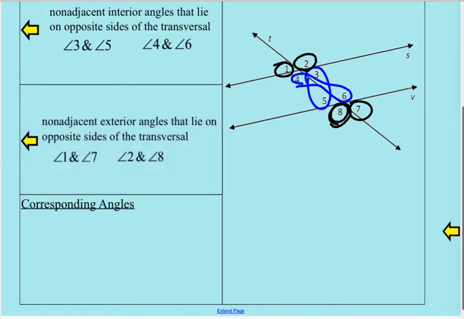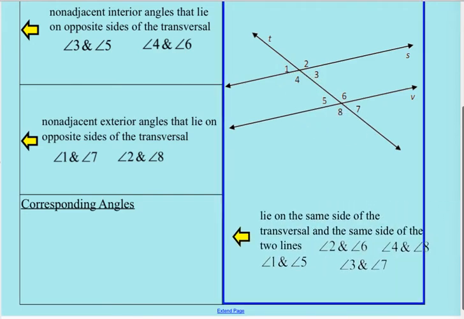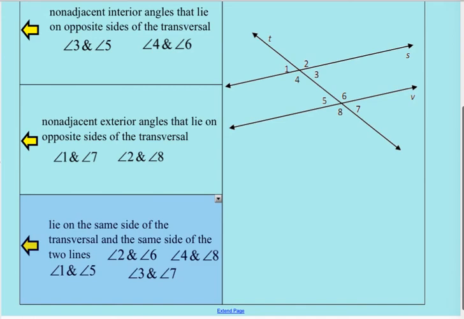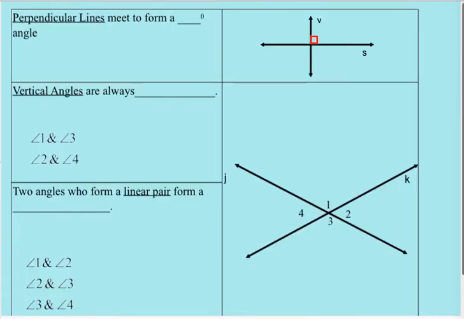And corresponding is pretty easy. Corresponding basically is angles that are in the same location. They're on the same side of the transversal and the same side of the parallel lines, like 1 and 5, 2 and 6, 4 and 8, 3 and 7. So those are going to be the choices here.